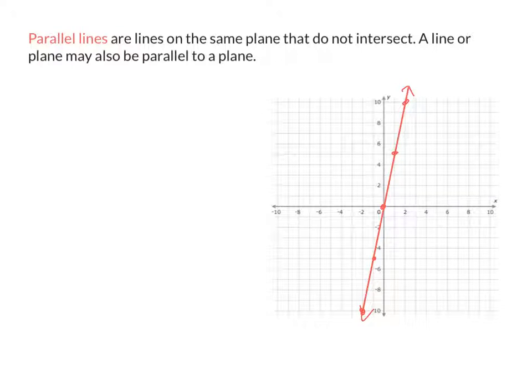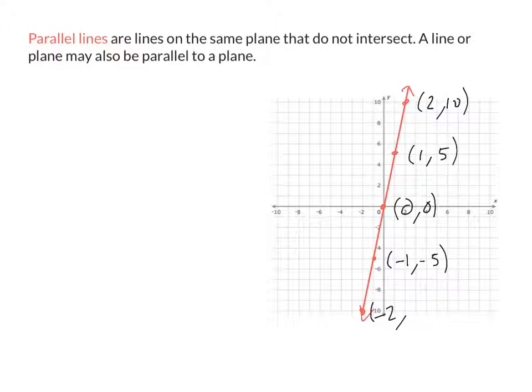And on this coordinate plane I have a line here, and you can see that the line starts at 0, 0 and has a point at 1, 5, has a point at 2, 10, has a point at -1, -5, and a point at -2, -10.